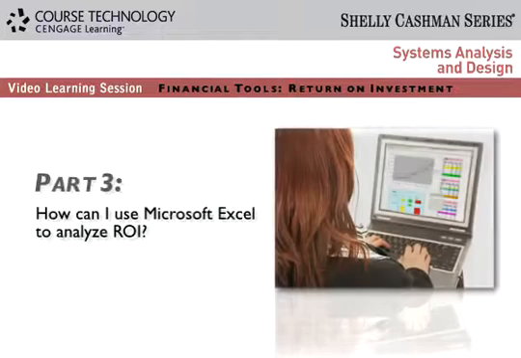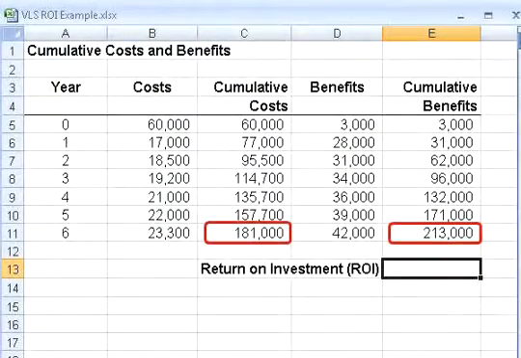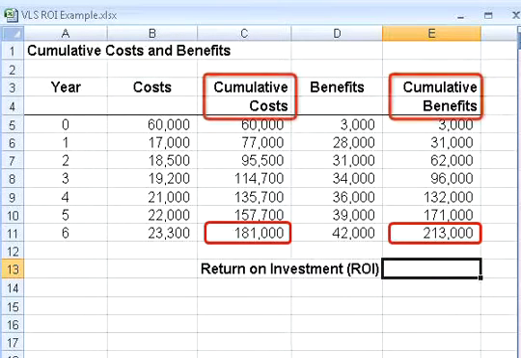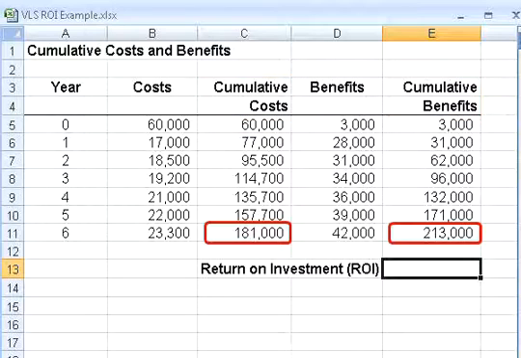In Part 3, you'll learn how a spreadsheet such as Microsoft Excel can help you analyze ROI. A spreadsheet makes it easy to calculate ROI. We've already entered the estimated costs and benefits for each year and added columns for cumulative costs and benefits, with the totals highlighted in red. The spreadsheet shows that over a 6-year period, we will invest $181,000 in order to receive a return of $213,000.